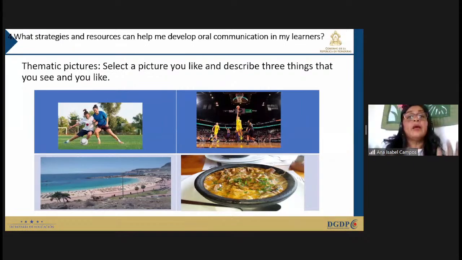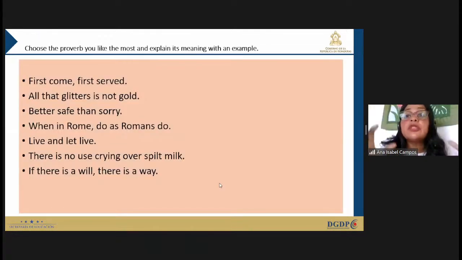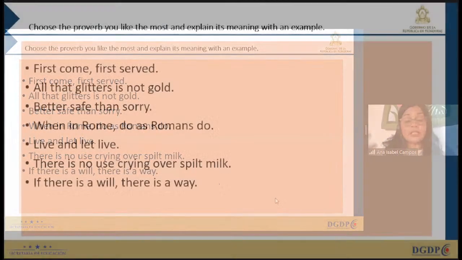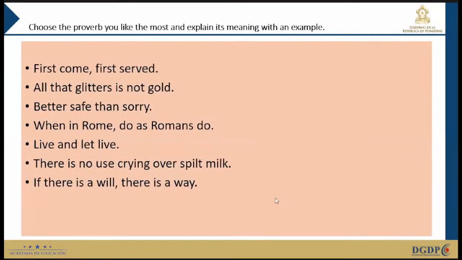We can also have pictures, right? I can have a lot of pictures, as you saw in the first photograph that I showed, and I can tell them, select one that you like and describe it, right? Very quickly, say something about the picture. That's another warm-up. We can use proverbs, they are useful. They are teaching also different ways to say things in the new language that they are learning.